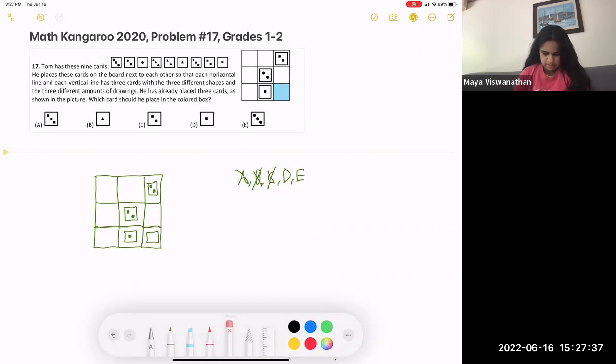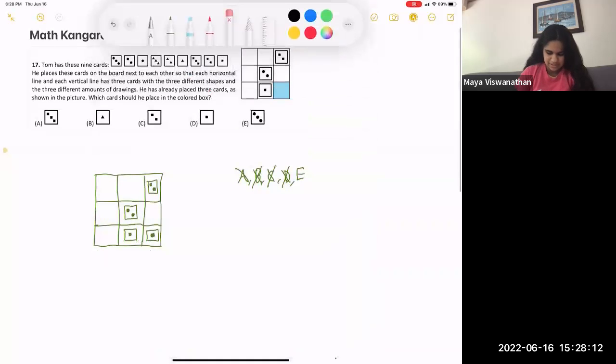What about D? D is exactly the same as this card to the left. And so along this horizontal line, we would have both 2 of the same shape and 2 of the same number. So D is also definitely not allowed. Now we only have 1 option left, which is E.